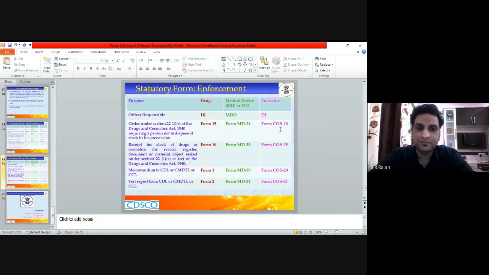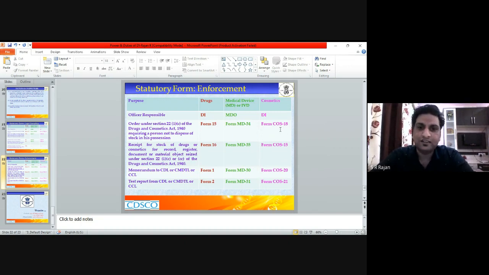If the manufacturer of the drug believes that my sample was not tested well, or cannot be declared failed or not of standard quality, then the Act gives a right to challenge the report of this government analyst. And the challenge of this report will be submitted to the judicial magistrate in Form 1.